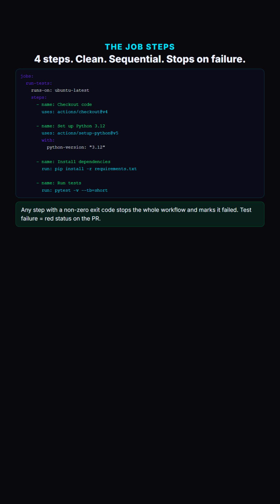This is the complete minimal workflow. 4 steps, each doing one well-defined thing. GitHub Actions runs them sequentially and stops the workflow if any step exits with a non-zero status code, which is how it knows that a test failed or a command produced an error. The workflow result, pass or fail, is reported back to the pull request as a status check.